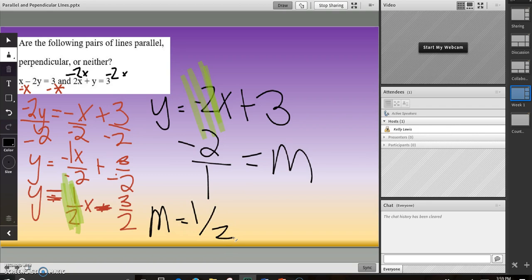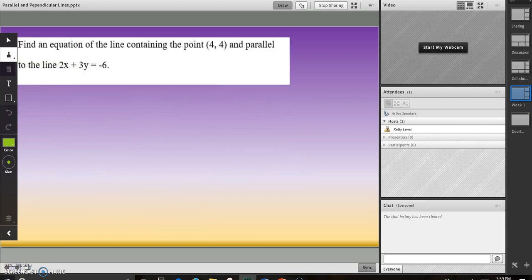They're opposite signs. One's positive, one's negative. So this means that they are perpendicular lines. All right, so now we want to find the equation of the line containing the point 4, 4 that's parallel to this line.